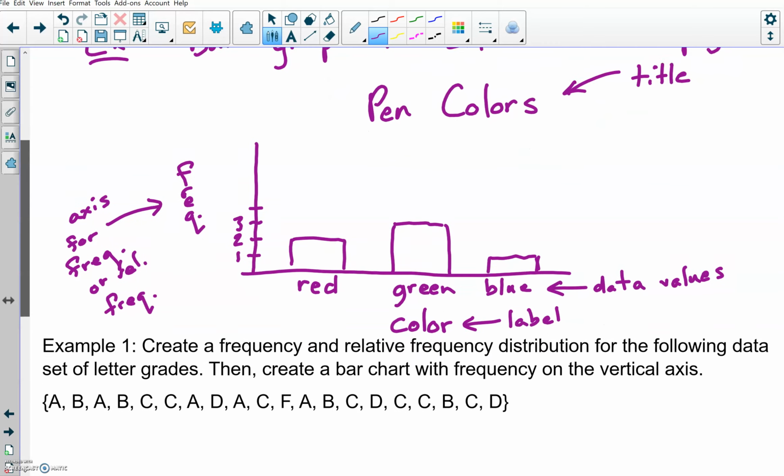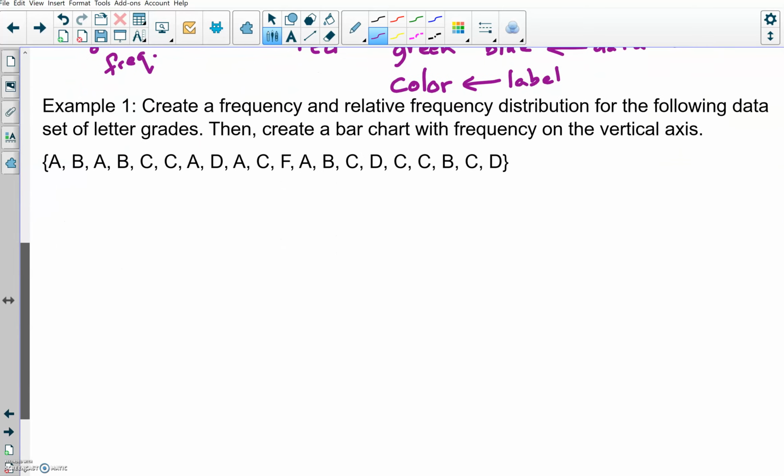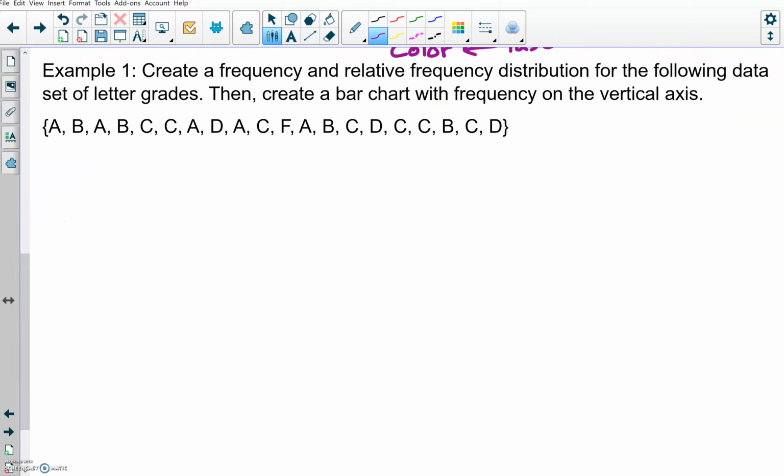All right, so with that in mind, what I'd like you to do is pause this video and create a bar graph with the frequency on the vertical axis for this, and also start out with a frequency and relative frequency distribution, and pause. Okay, I'm going to go through this now. So I'll do the frequency, relative frequency distribution first.